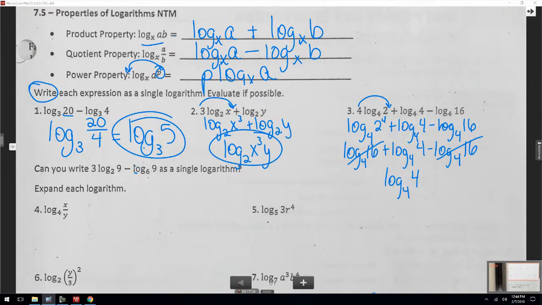The question you're asking yourself is, what power of 4 equals 4? 1. 4 to the first is 4. Now, if this was 1, then your answer would be 0. So it's just 1.